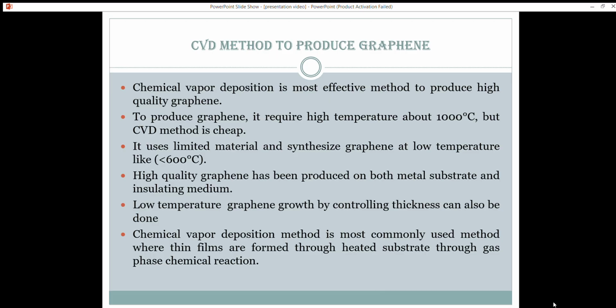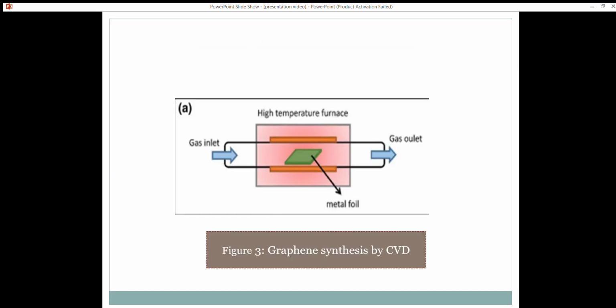Moving on to next, this is basically a setup, a furnace, a chamber of chemical vapor deposition, and there is also a gas inlet from where gases are introduced, and then they diffuse across a boundary layer and reach the substrate where they react with the heated substrate and form a solid film, and then unreacted gas moves out from the gas outlet, and in the center there is a metal foil. So this is basically a chamber of chemical vapor deposition method which is mostly used to prepare graphene. Although this demands high temperature, this is a cheap method, so we can use it to prepare graphene.